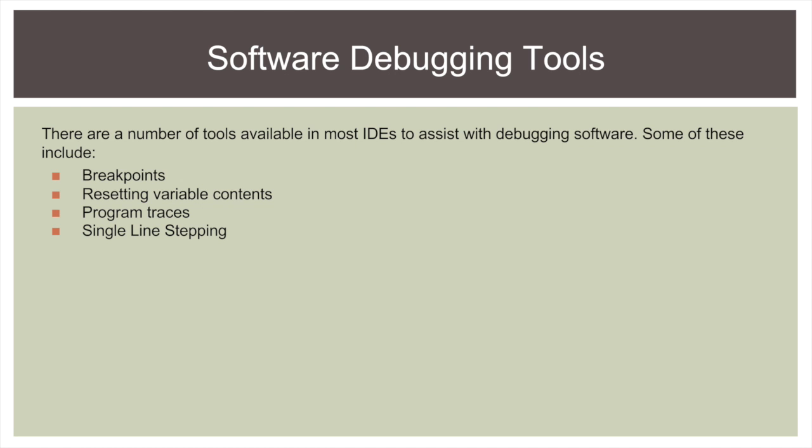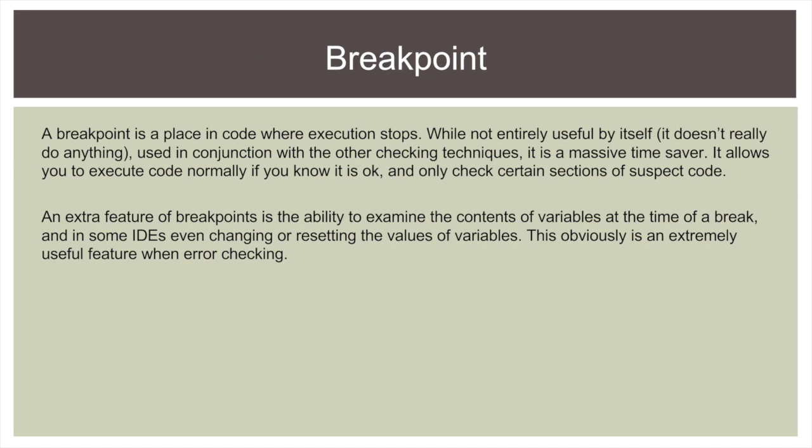There are a number of tools available for software debugging. We have things such as breakpoints, resetting variable contents, program traces, and single-line stepping. A breakpoint is when you place a marker next to a line of code, and when the program is executed, it will stop at that marker.